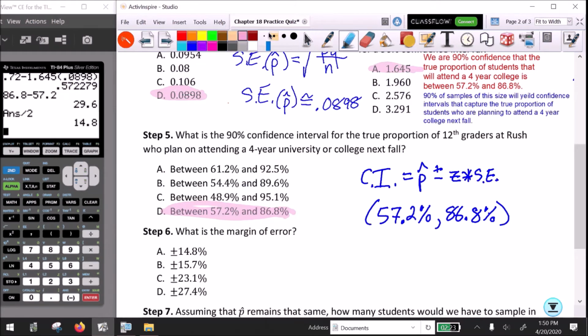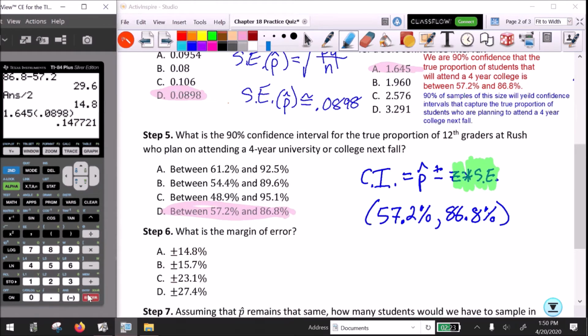So if you want to think about it like this, the margin of error is this part of the confidence interval formula. It's just the z-score multiplied by the standard error. That's another way you can do it. So we could simply take our 1.645 and multiply it by that 0.0898. And that should give us the same number, 14.8 if you round it, right? So our margin of error in this case is 14.8%. Try to be consistent here.